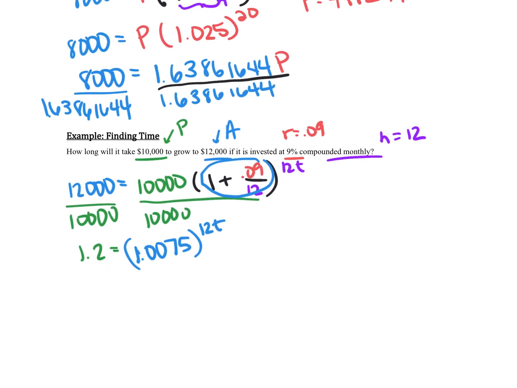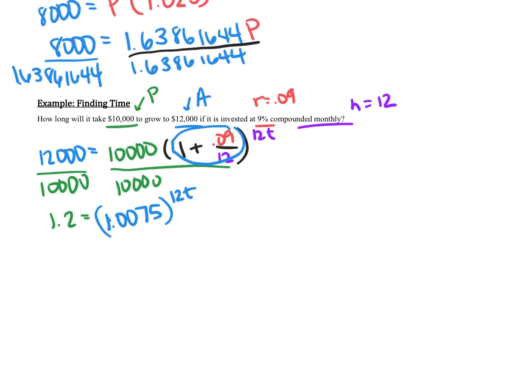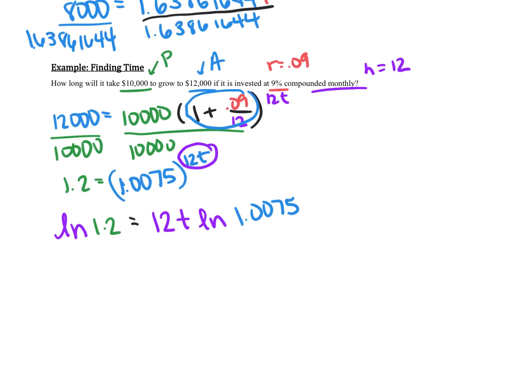Well, here's what happens now. If I want to solve an equation with an exponent, I have to use logarithms. In this case, I'm going to use a natural logarithm. And the natural logarithm has a nice property that says when you introduce a natural log, the exponent will always move to the front of it. So I'm going to do the natural log of 1.2. That's equal to, here's what happens, this right here moves to the front. So that becomes 12t natural log of 1.0075.